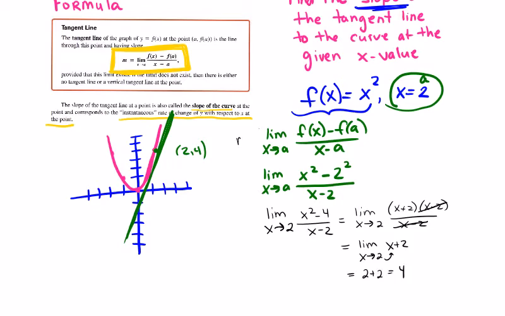Now all of this was finding the slope of our tangent line. So that means the slope of this line in green is 4. The slope is equal to 4. Now there's no correlation between the slope and the y value. It just happens in this example that they are exactly the same.